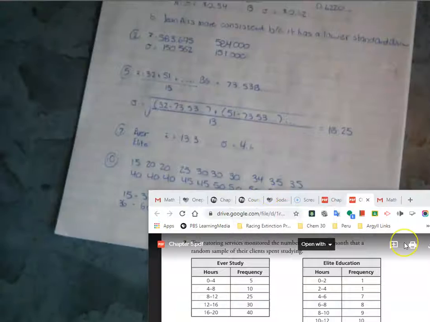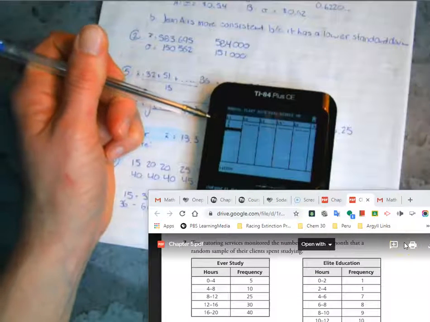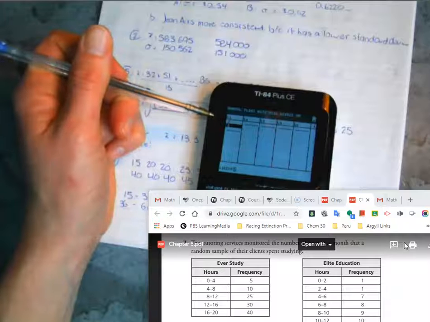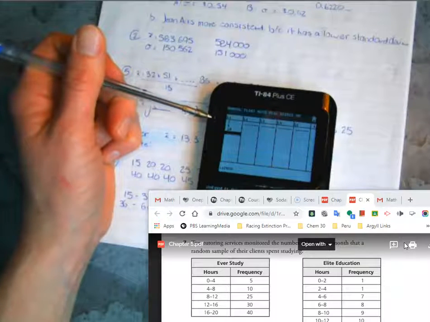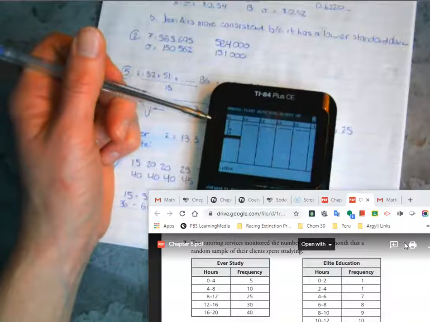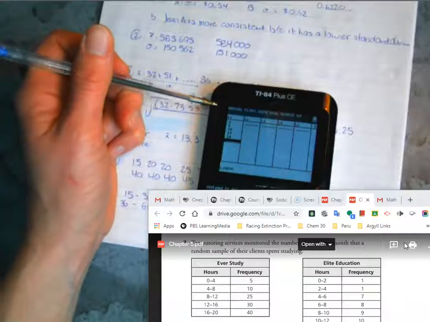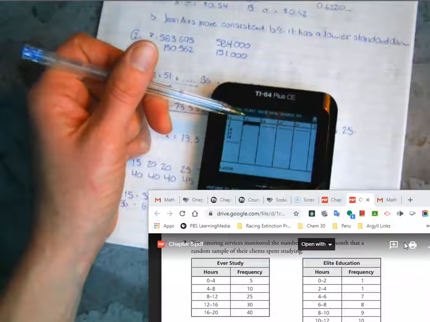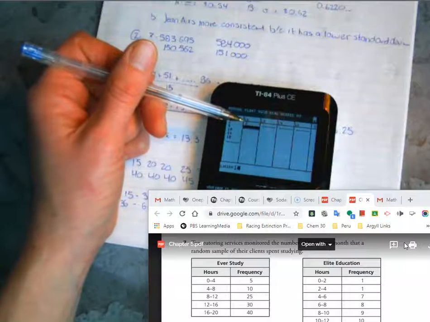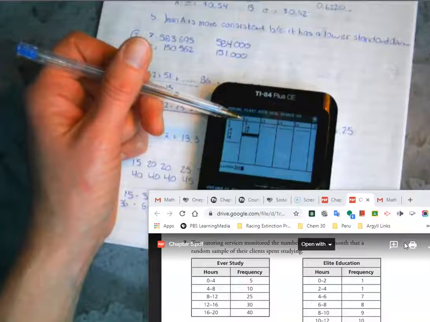Okay, sorry, let's finish filling this in. We have 2, 6, halfway between 8 and 12 is 10. Halfway between 12 and 16 is 14, and halfway between 16 and 20 is 18. So that's my data set, always finding the midpoint for those. And then for frequency, we can just enter the values: 5, 10, 25, 30, and 40.